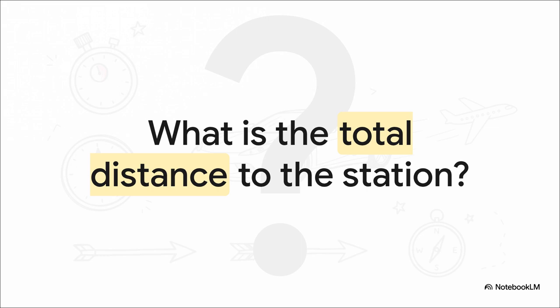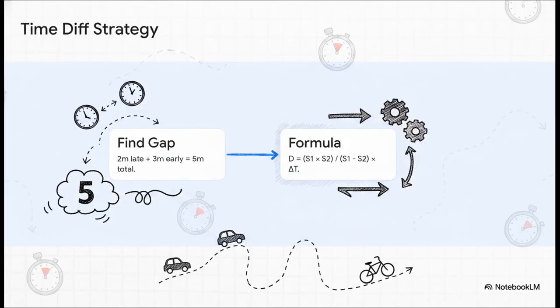Finding the time difference here is where students usually just freeze up, because there's no total time given, only a gap between two hypothetical scenarios. Let's just break the strategy down step by step. Step 1 is simply finding that crucial time difference. If she's 2 minutes late on one end and 3 minutes early on the other, the total gap, or the difference between those two journeys, is 5 minutes.